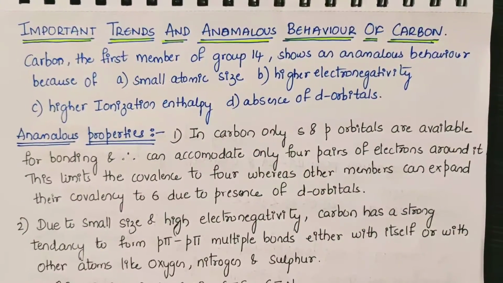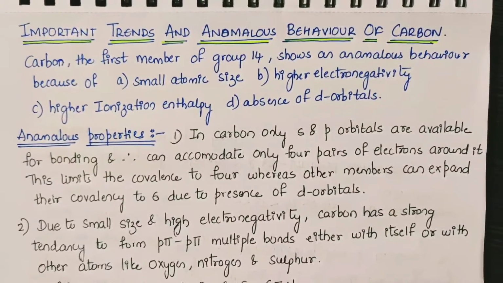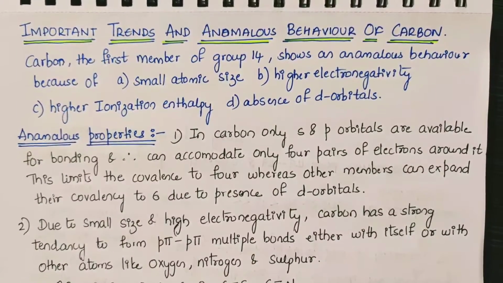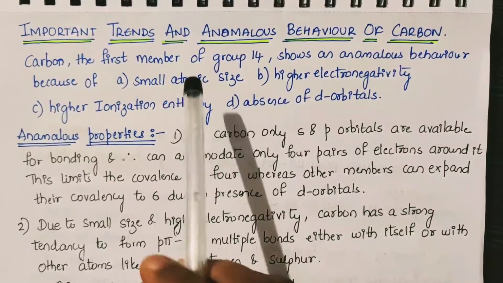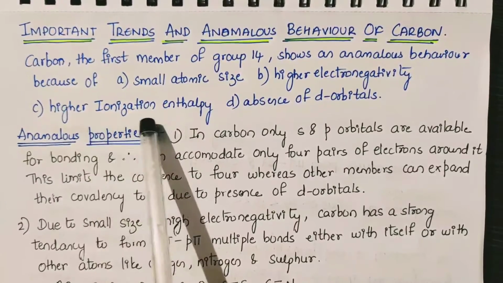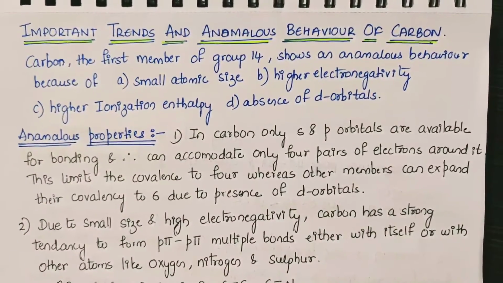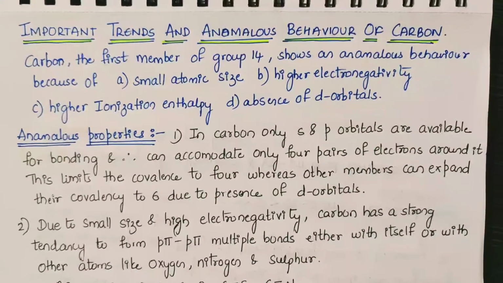Important trends and anomalous behavior of carbon. Carbon, being the first member of group 14, will also show anomalous behavior. Anomalous behavior means different in properties from the rest of the members. Now why is it showing anomalous behavior? Because of small atomic size, high electronegativity, higher ionization enthalpy, and absence of d orbitals. So these are the reasons why it is showing anomalous behavior from the rest of the elements.